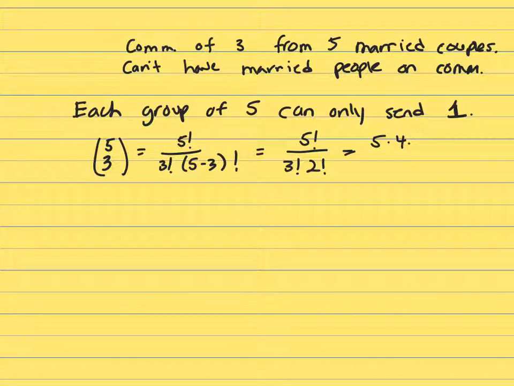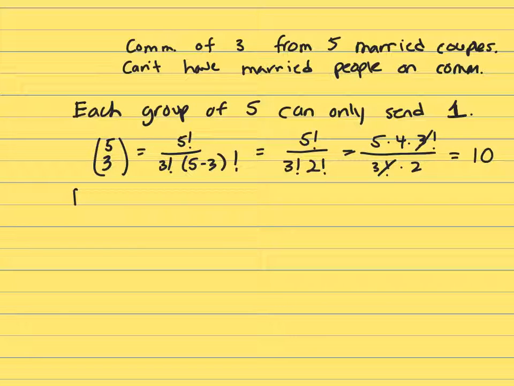And that's 5 times 4 times 3 factorial over 3 factorial times 2. And these cancel. 5 times 4 is 20, divided by 2 is 10. And then each of the couples chosen can send 2 ways of sending that person.